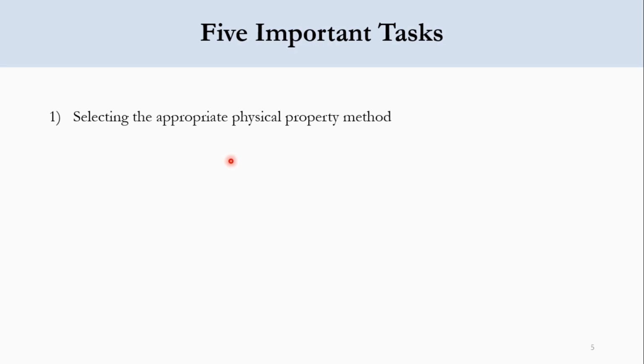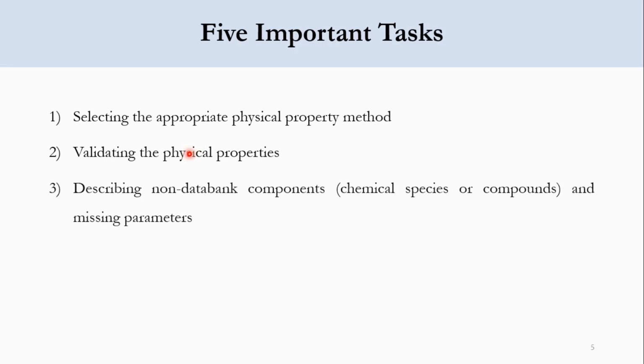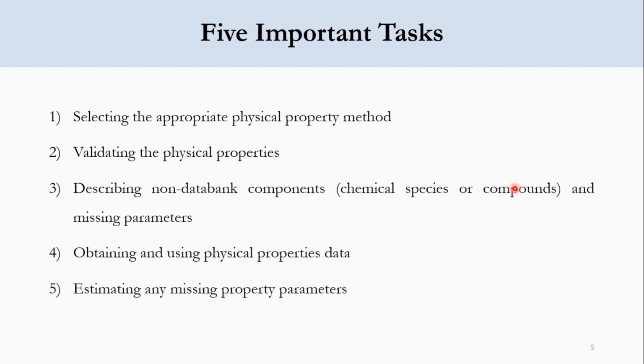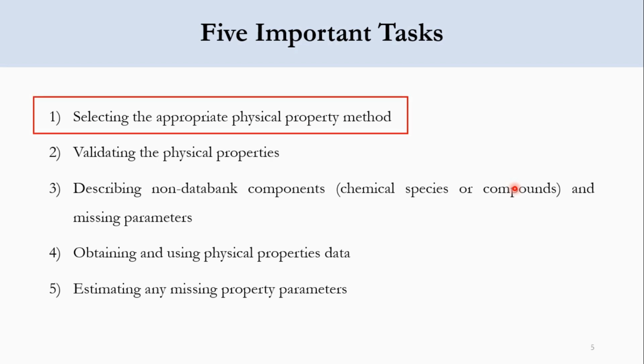Now there are five important tasks when selecting the property package. Number one is selecting the appropriate physical property method, then validating the physical properties, describing non-data bank components, chemical species or compounds, and missing parameters, obtaining and using physical properties data, and finally estimating any missing property parameters. Our focus will be on the selection of the appropriate property method.